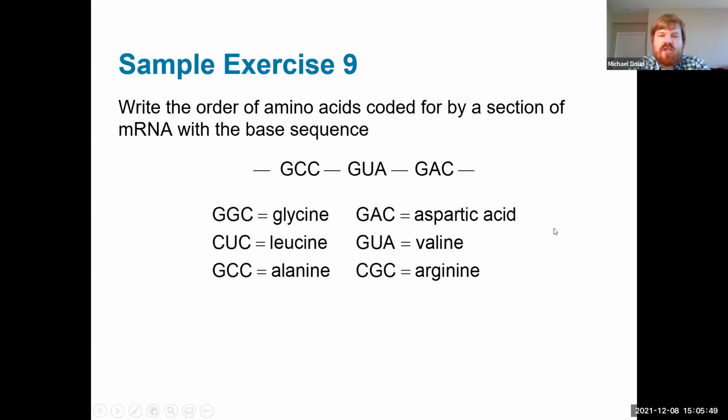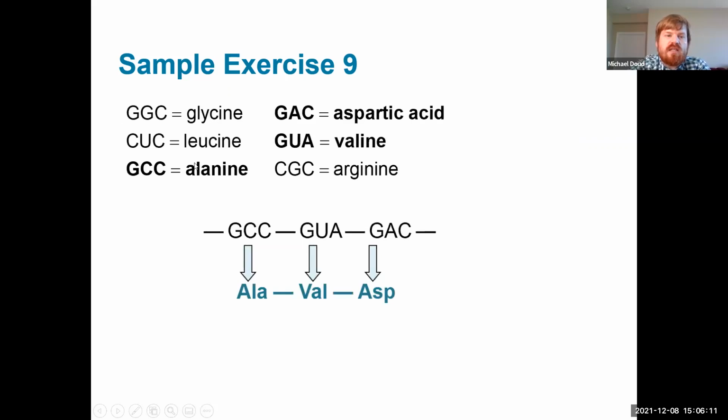Okay, now why don't you go ahead and give it a shot. I'm not going to make you hunt through that table. I give you a small sequence here: GCC, GUA, GAC. What amino acids are going to be coded by this section of mRNA? So go ahead, pause the video. When you come back, we'll take a look at the answer. Okay, so GCC codes for alanine here. GUA is valine, and then GAC is aspartic acid. So ALA, VAL, ASP is our amino acid sequence there.